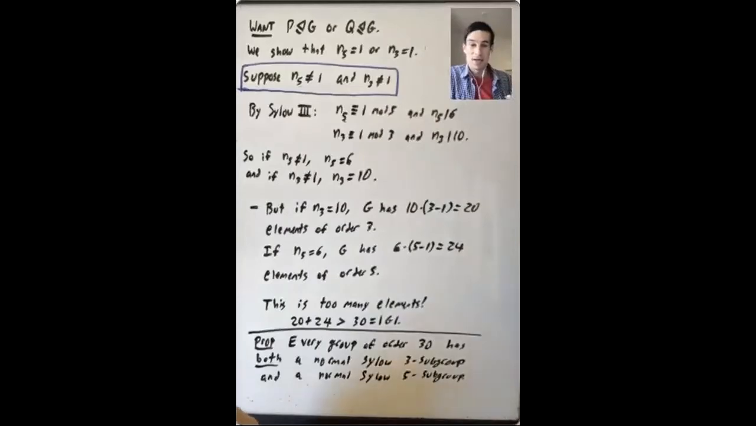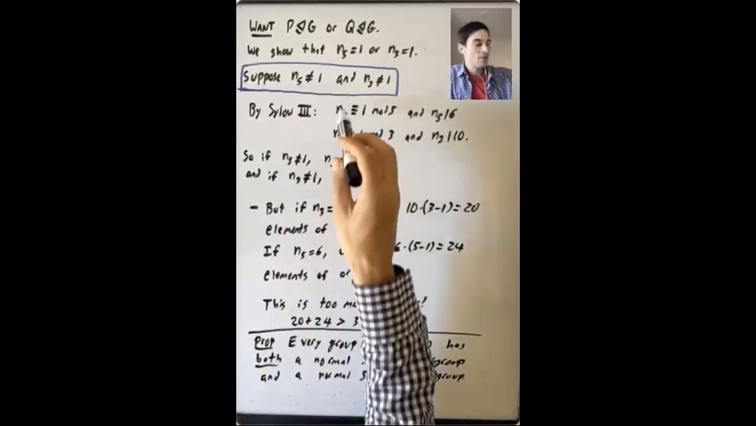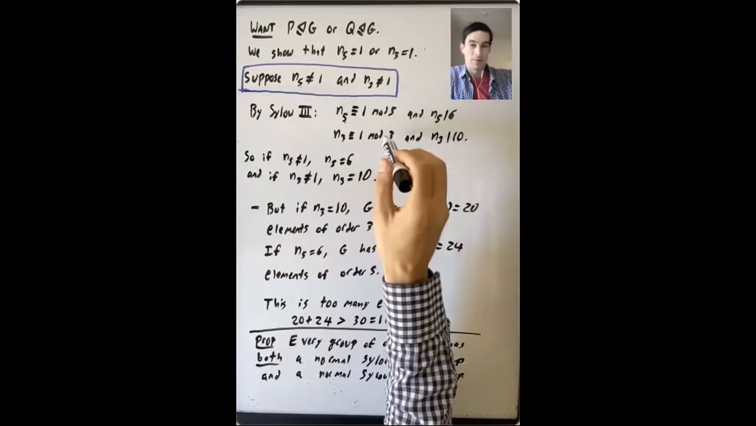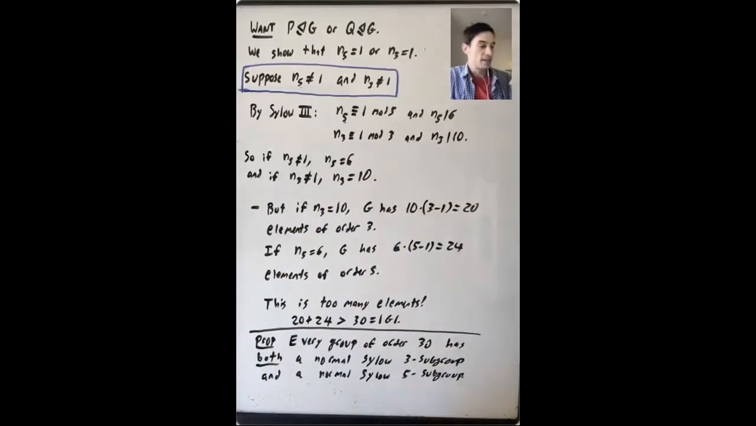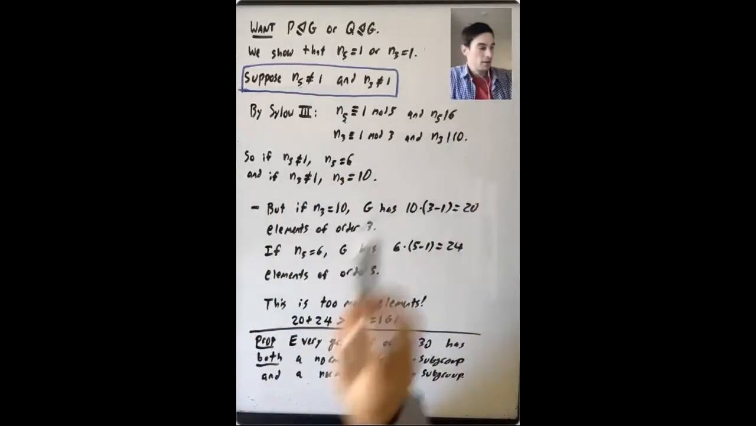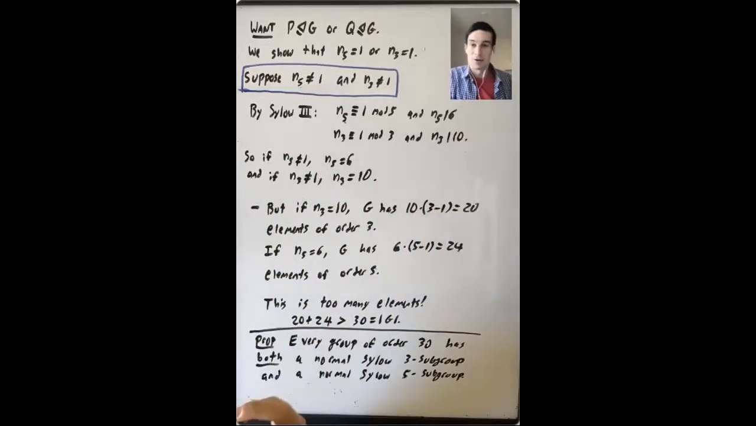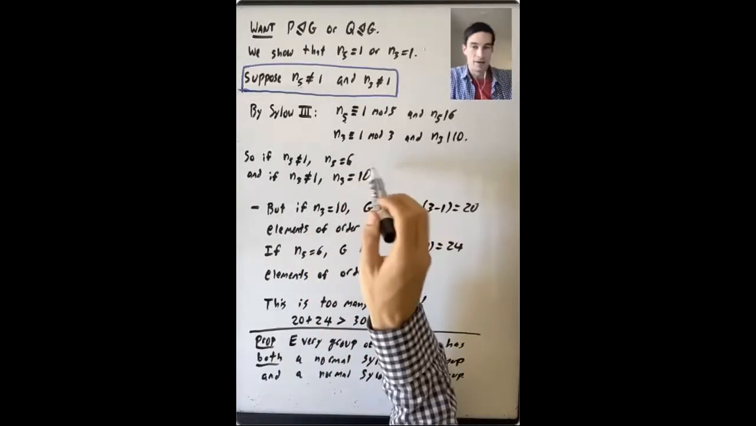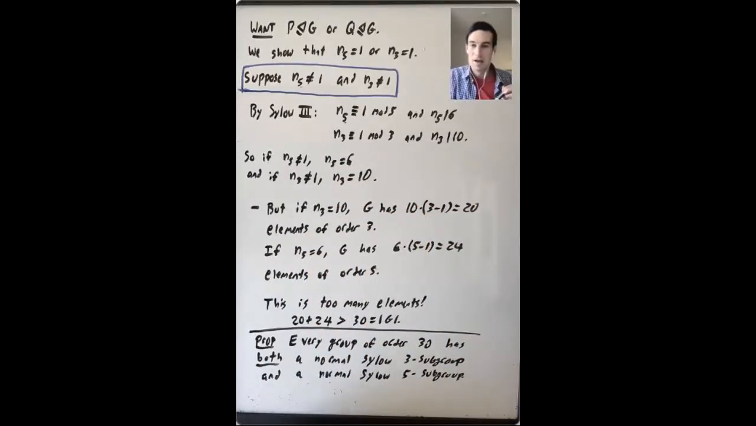By Sylow 3, what does that tell us? n5 is congruent to 1 mod 5, and n5 divides 6. n3 is congruent to 1 mod 3, and n3 divides 10. So if n5 is not 1, it has to be 6. There are no other choices. And if n3 is not 1, it has to be 10. There are no other choices.